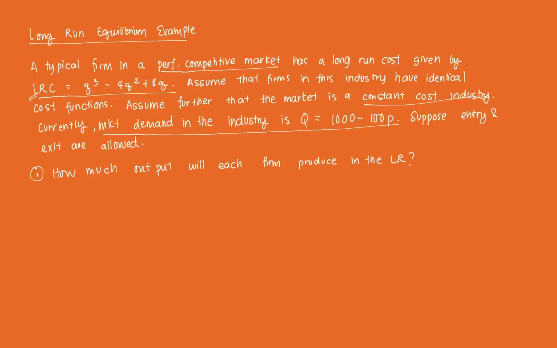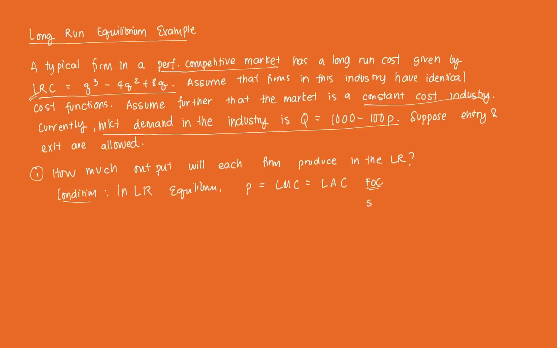So in long-run equilibrium, our condition is that P is equal to LMC is equal to LAC. And that condition is required by the first order condition for a maximum profit and the profitability criterion. So this is our FOC.